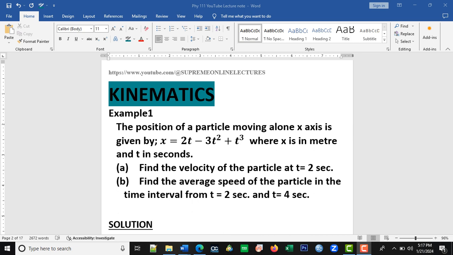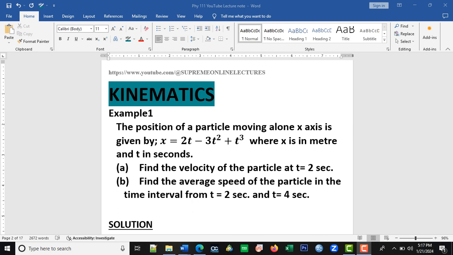And here we have an example which says that the position of a particle moving along the x-axis is given by x equals 2t minus 3t squared plus t cubed, where x is in meters and t is in seconds. So A, find the velocity of the particle at t equals 2 seconds, and B, find the average speed of the particle in the time interval from t equals 2 seconds to t equals 4 seconds.